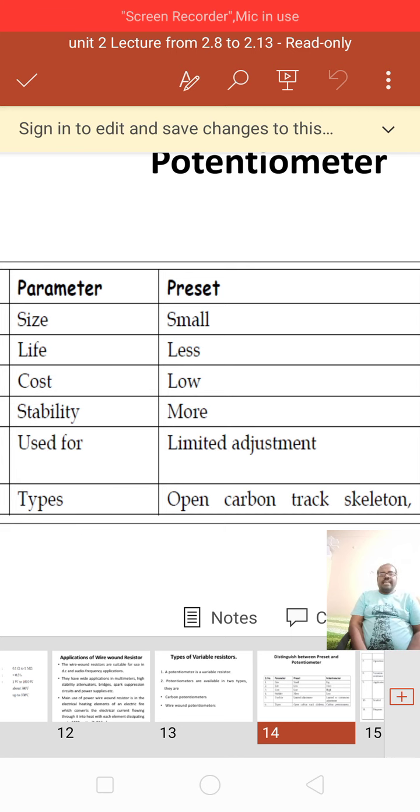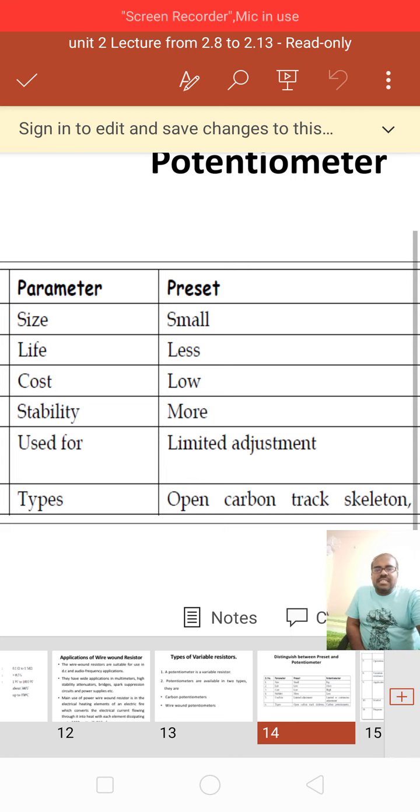First one, size. What is the size of the device? Next one, life. How many years will it work without any disturbance? Next, cost. What is the cost of the appliance? Next, stability. It can withstand high power requirements also. Next, what are the uses of that and how many types are available. These are the main parameters for differentiating two items. First parameter, size.